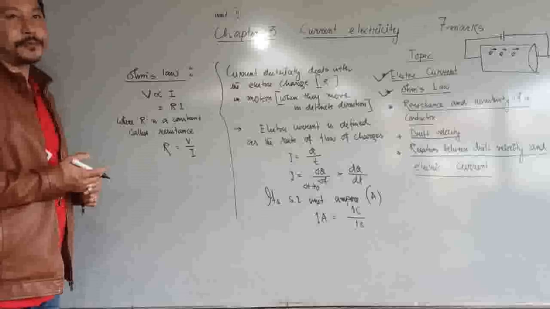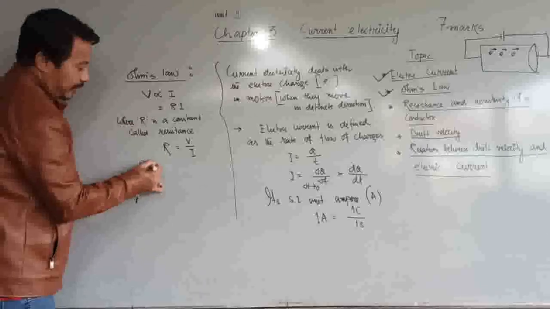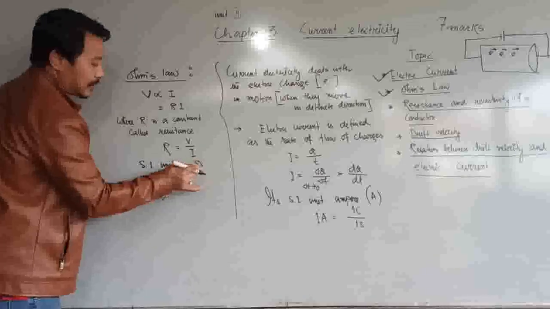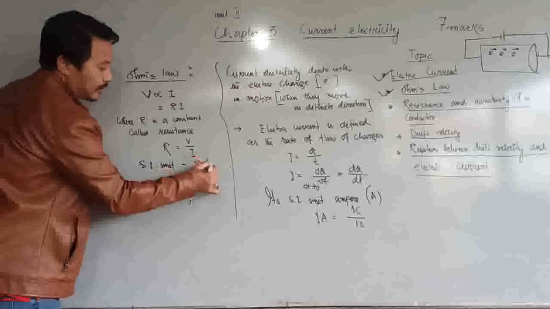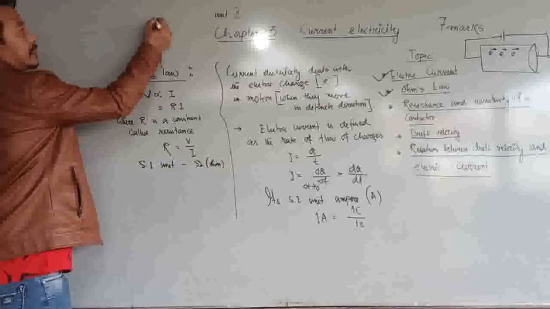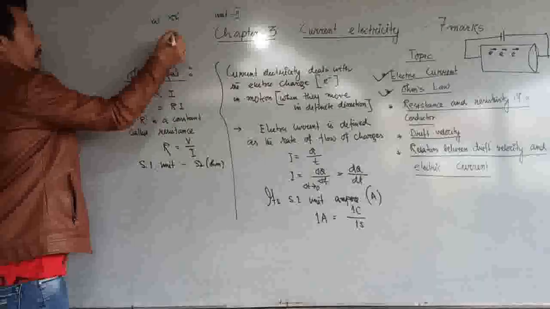The unit of resistance is ohm. This is a symbol called omega. We call the unit of resistance the ohm.